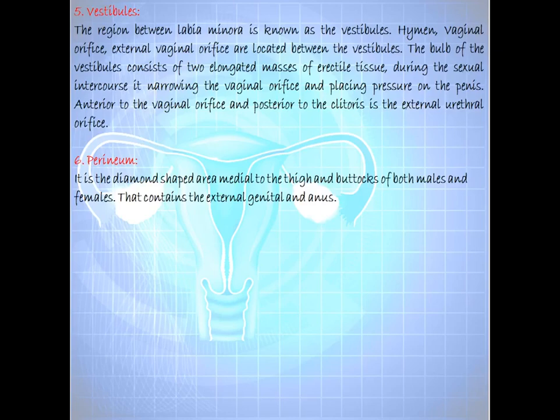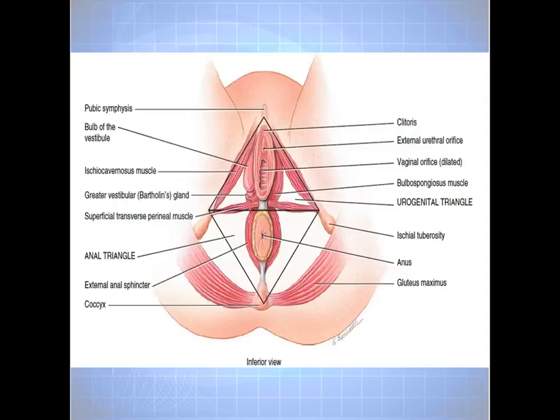Next one is the perineum. It is a diamond-shaped area medial to the thighs and buttocks of both males and females that contains the external genitals and the anus.